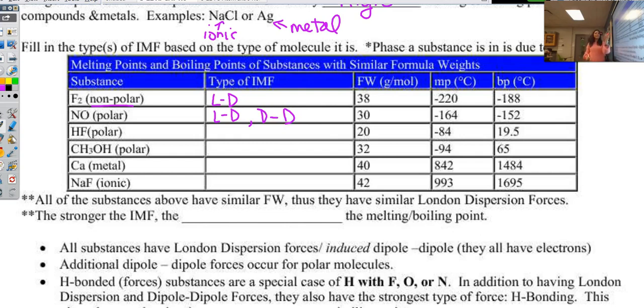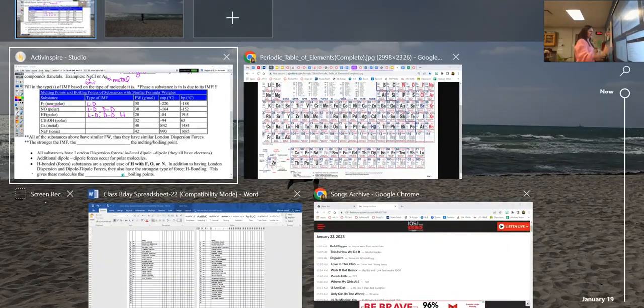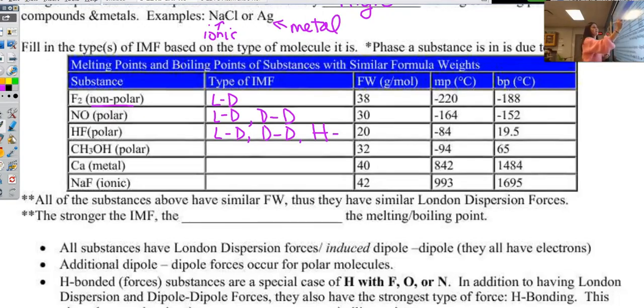What about hydrogen bonding? I'm seeing oxygen, I'm seeing nitrogen. No. Why not? There's no hydrogen. You need hydrogen for hydrogen bonding. Okay. What about HF? Does it have London dispersion? Yes. Does it have dipole-dipole? Yes. Does it have hydrogen bonding? Yes. Awesome. So it's going to have all three of them.